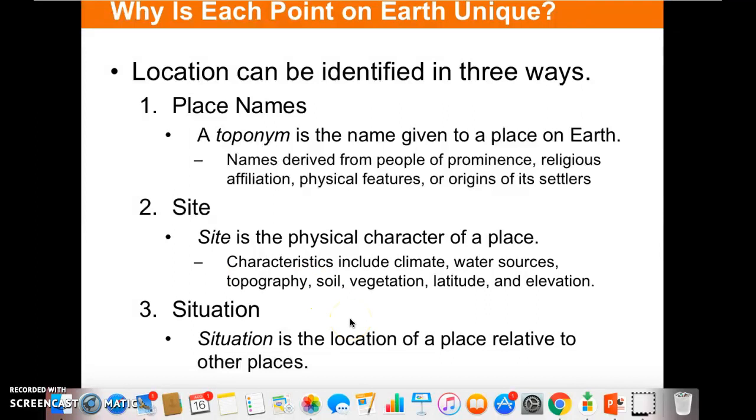And its situation would be its location relative to something else. So Florida borders the Atlantic Ocean. Florida also borders the Gulf of Mexico. Florida is south of Georgia. Florida is also southeast of Alabama.